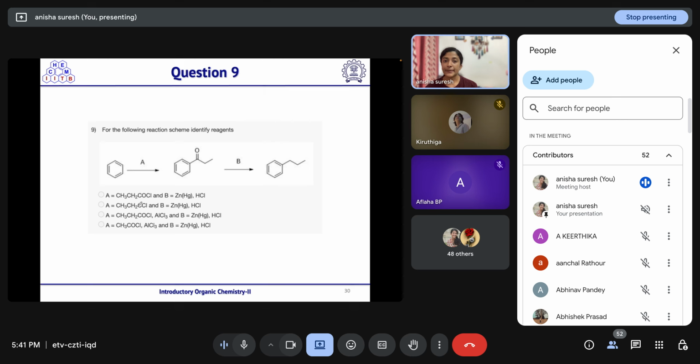Now coming to question number 9. For the following reaction scheme, identify the reagents. Option C. Okay, so what is happening here? We are having a benzene. It will undergo a reaction leading to formation of this ethyl phenyl ketone. And that, upon undergoing some other reaction, this ketone will be reduced and we will be getting this alkylated benzene. So what is happening here basically?